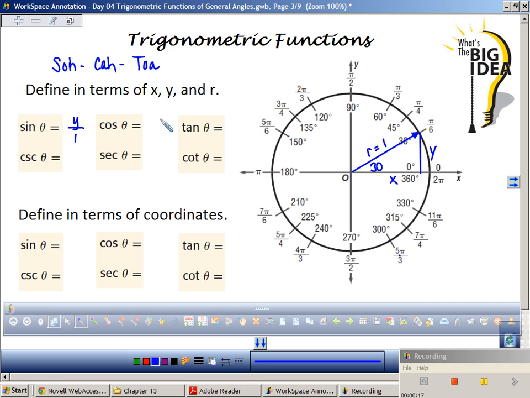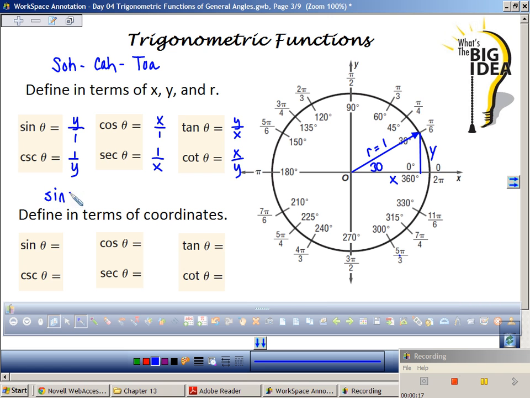All right, cosine. What would cosine be? Adjacent over hypotenuse. X over 1. What would tangent be? Y over x. These are the inverse functions down here. So if this is y over x, what's this? X over y. And what would this one be? 1 over x. And what would this one be? 1 over y.